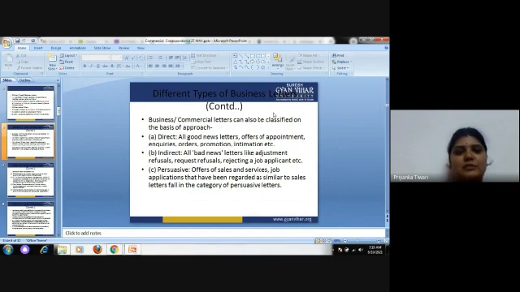Business commercial letters can also be classified on the basis of approach. Good news letters include offers of appointment, inquiries, orders, promotions, and intimation. Indirect or bad news letters include adjustment refusals, request refusals, and rejecting a job applicant. Persuasive letters include offers of sales and service, job applications, and sales letters, which fall in the category of persuasive letters.